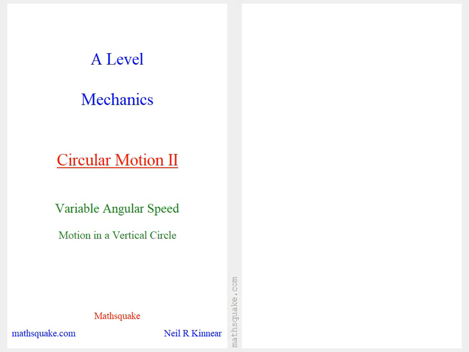A-Level Mechanics, Circular Motion 2. We're going to have a look at what happens if the angular speed is not necessarily constant. And in particular, we'll look at some problems when the motion is in a vertical circle.